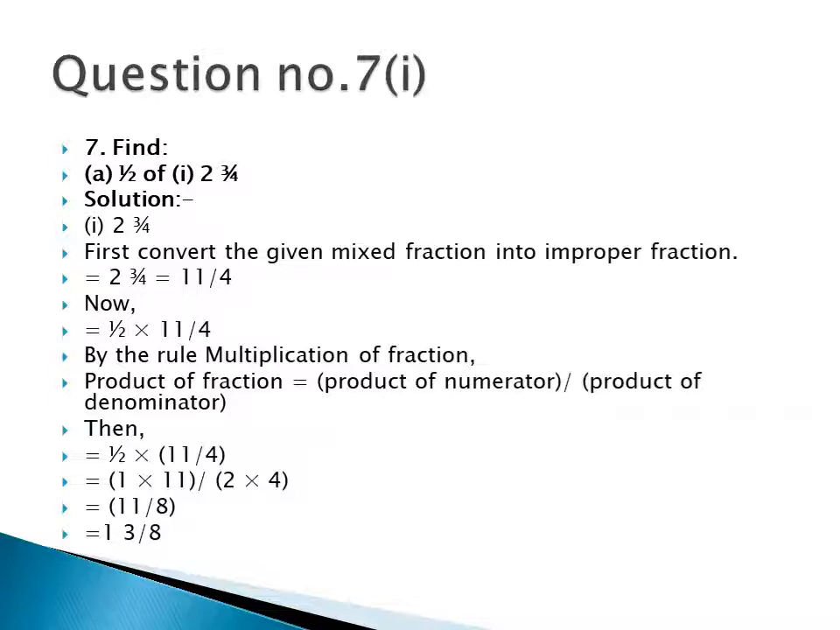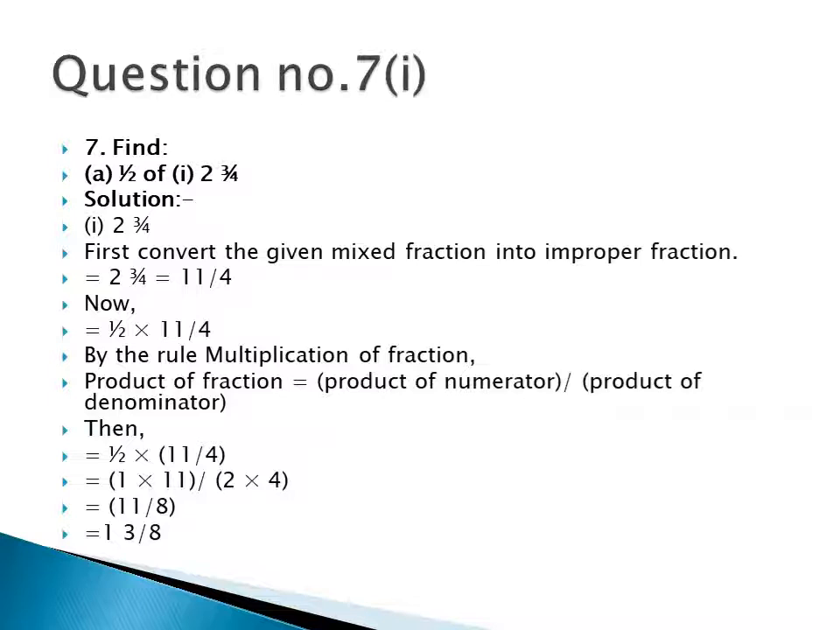So by the multiplication rule, what can you write? By the rule of multiplication of fractions, the product of the fractions equals the product of numerators divided by the product of denominators. That is 1 by 2 into 11 by 4. What is there in the numerator? 1 and 11. 1 into 11, denominator 2 into 4. Just simply we are multiplying the numerator with the numerator, denominator with the denominator. 1 into 11 will give you 11.